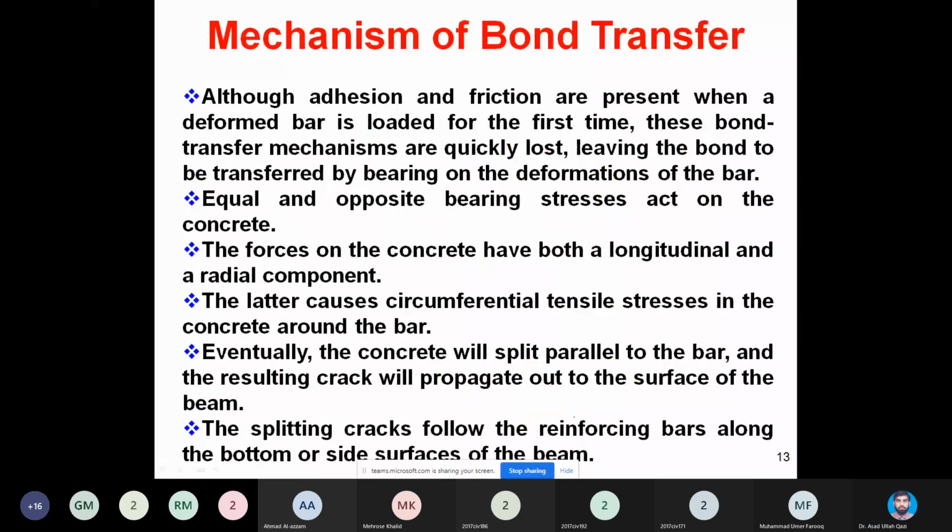Although adhesion and friction are present when a deformed bar is loaded for the first time, now we are talking about a deformed bar which is now practiced in reinforced concrete. So it is mentioned that adhesion and friction, which are the mechanisms in a smooth bar, are also present in the case of a deformed bar. And when a deformed bar is loaded for the first time, these bond transfer mechanisms are quickly lost, leaving the bond to be transferred by bearing on the deformations of the bar. In contrast, in smooth bars there is no deformation, so there is no bearing component.